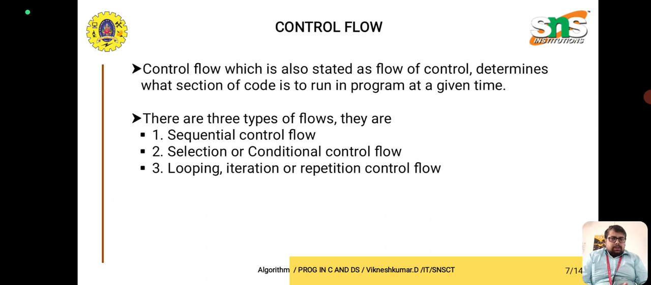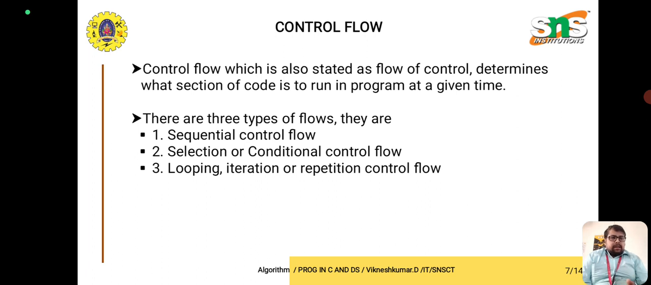Control flow is also called flow of control, which determines what step to go to in the running of a program at a given time. Normally in control flow, we see which step is first, which is next, which is third, in a sequential order, selection order, conditional order or looping statement. Sequential control flow means after step 1 it goes to step 2, after step 2 it goes to step 3, after step 3 it goes to step 4, after step 4 it goes to step 5. That is called sequence control flow.